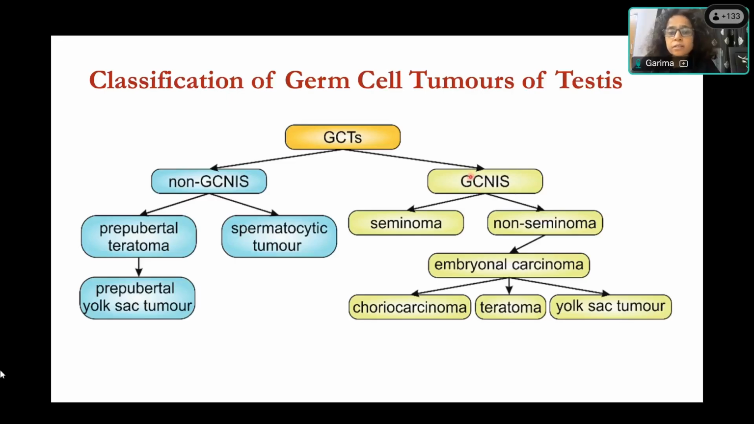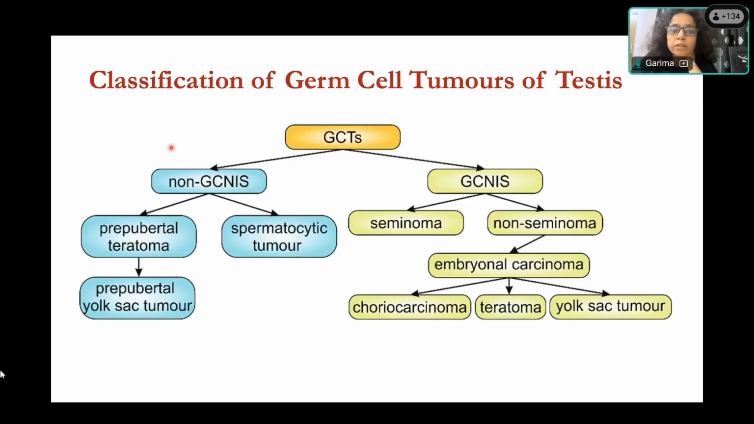So under the germ cell tumors which are associated with GCNIS, we have seminomatous tumors and non-seminomatous tumors. Seminomatous tumor is seminoma, and non-seminomatous can be embryonal carcinoma, choriocarcinoma, teratoma, or yolk sac tumor. And then the tumors which are not associated with germ cell neoplasia in situ include spermatocytic tumor, which was earlier a part of seminoma and was called spermatocytic seminoma, but now it is called spermatocytic tumor, and then prepubertal teratoma and prepubertal yolk sac tumor.